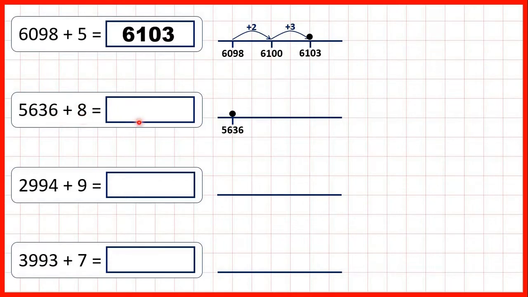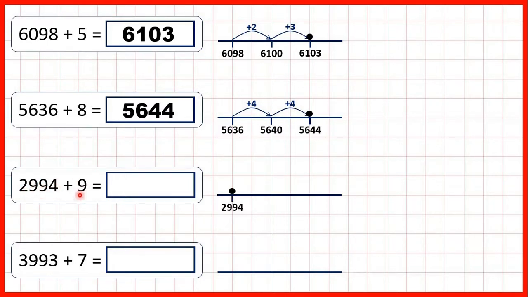Now, 5636 plus 8. Well, we know our number bonds to 10, so we know that if we add 4, that will take us to 5640. And adding 4 when we want to add 8 means that we need to add another 4 to give us our answer, 5644. Now notice, if you know that 36 plus 8 is 44, you know 5636 plus 8 is 5644.